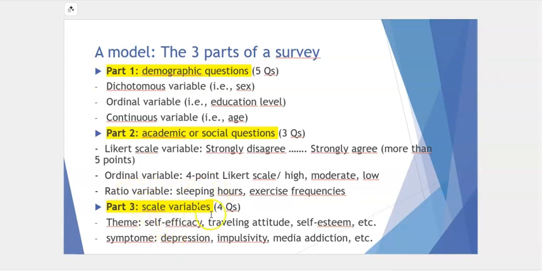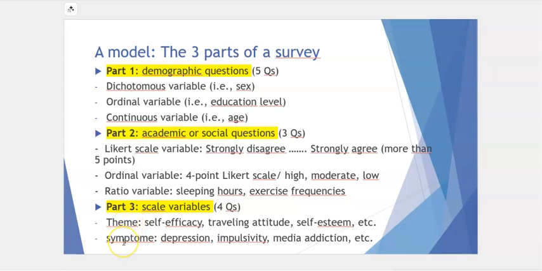And the scale variable is a complex concept. For example, self-efficacy, traveling attitude, self-esteem. This is not possible to be answered by only one question. You need more questions, so they put in some more questions, and then those can be put together to measure one theme.